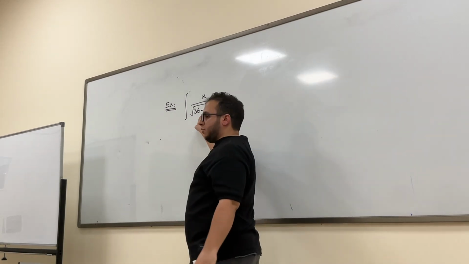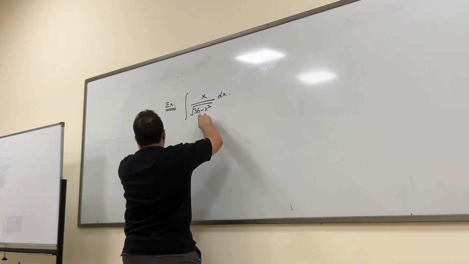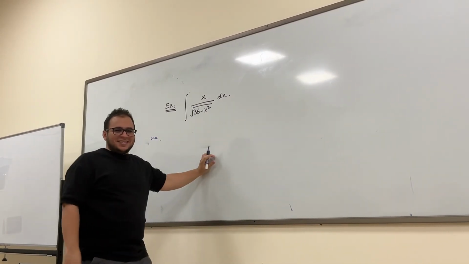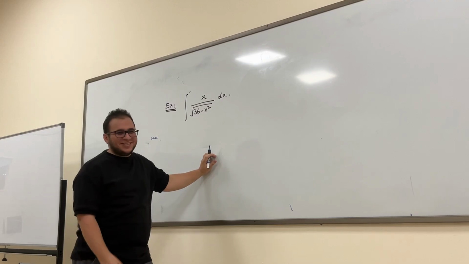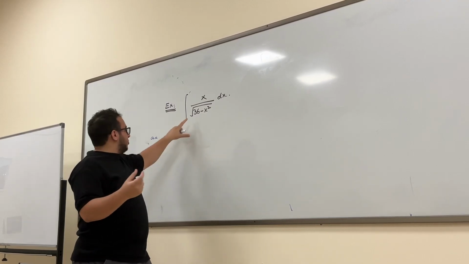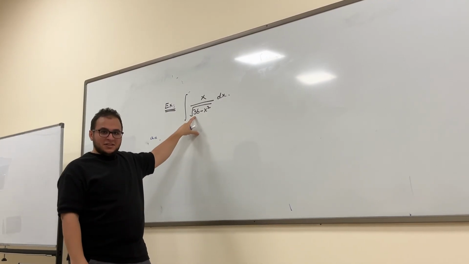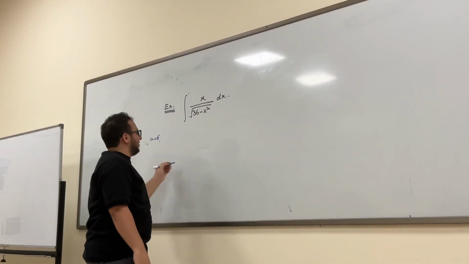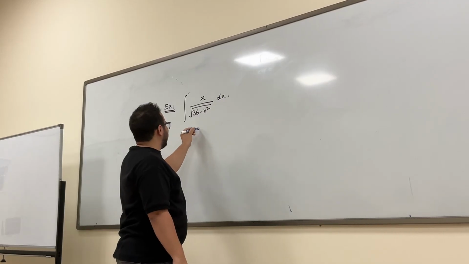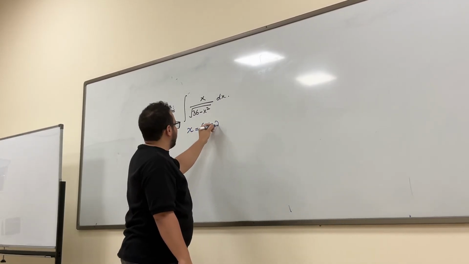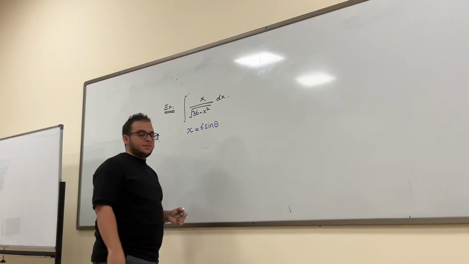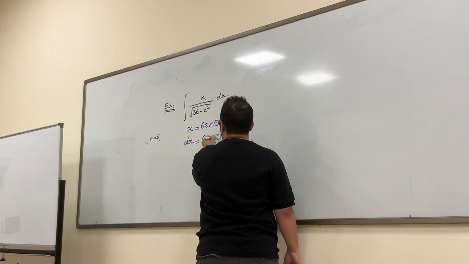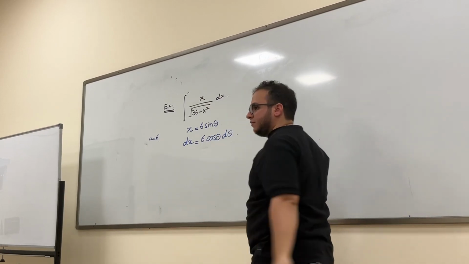So I see a squared minus x squared. What's a as a number? A squared is 36, so a is 6. Square root it, you get 6. Substitution: x equals 6 sine theta. And dx is 6 cosine theta d theta. That's why I said sine.